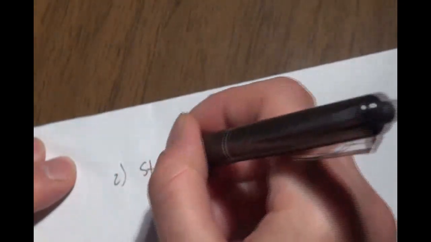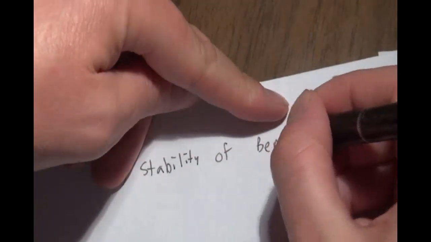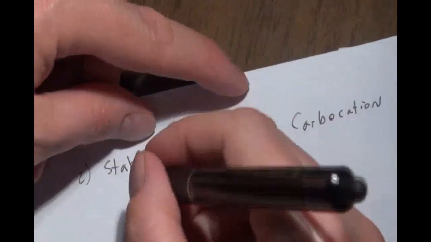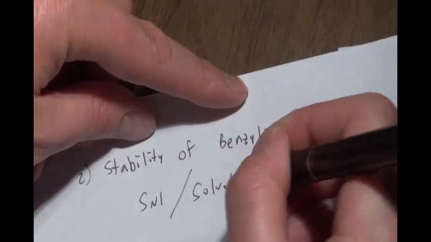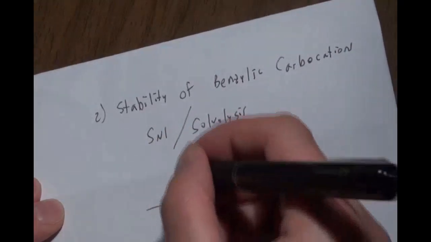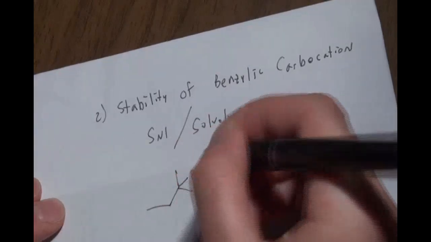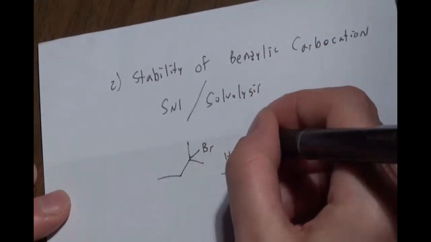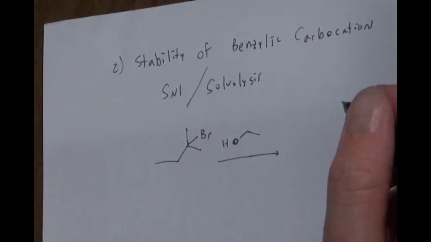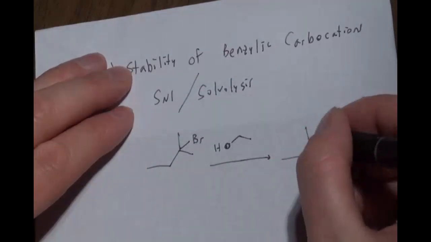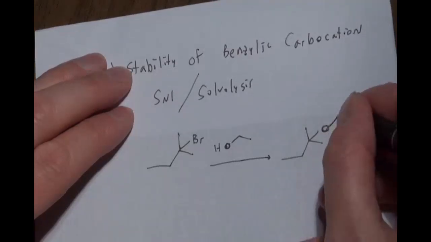So let's consider the stability of benzylic carbocations, and we'll talk about the SN1 solvolysis reaction briefly. Back to organic one again, and just remembering another key reaction you learned from organic one: if you have a tertiary bromide and you react it with, say, ethanol, a reaction occurred. This is one of those, maybe chapter 8 or 9, I think, where the ethanol got attached, right?